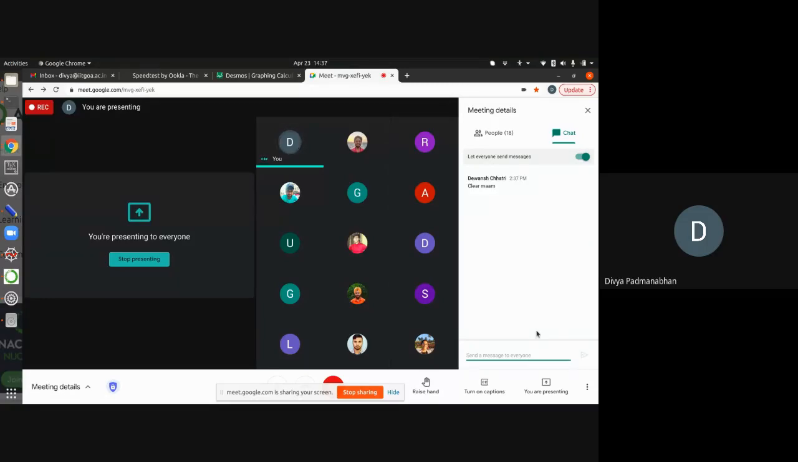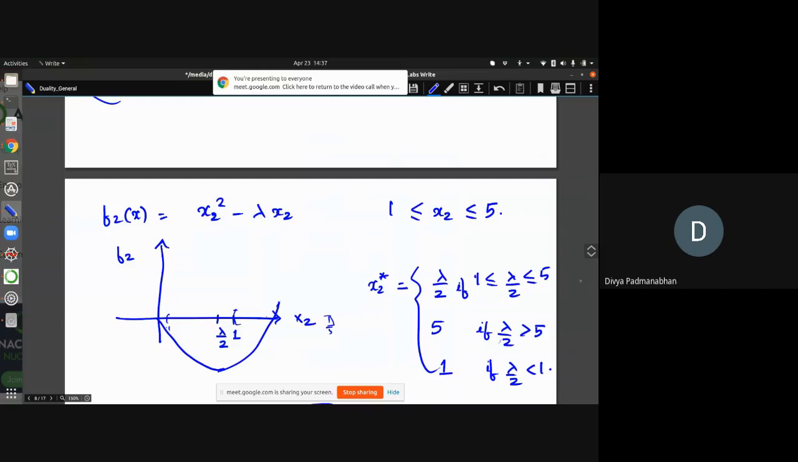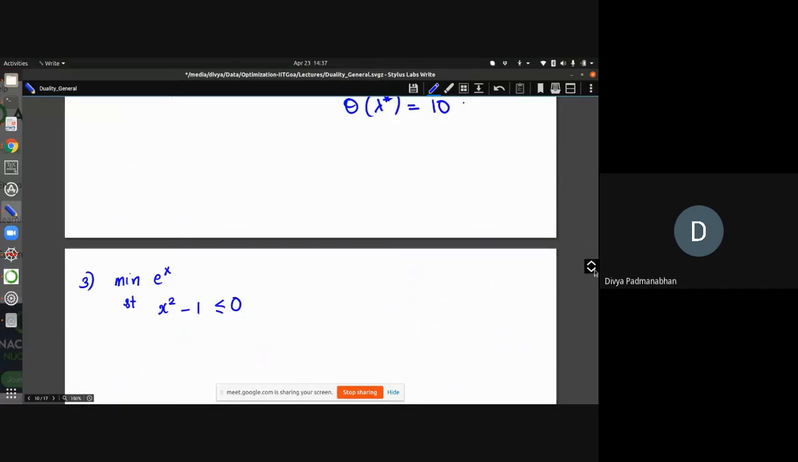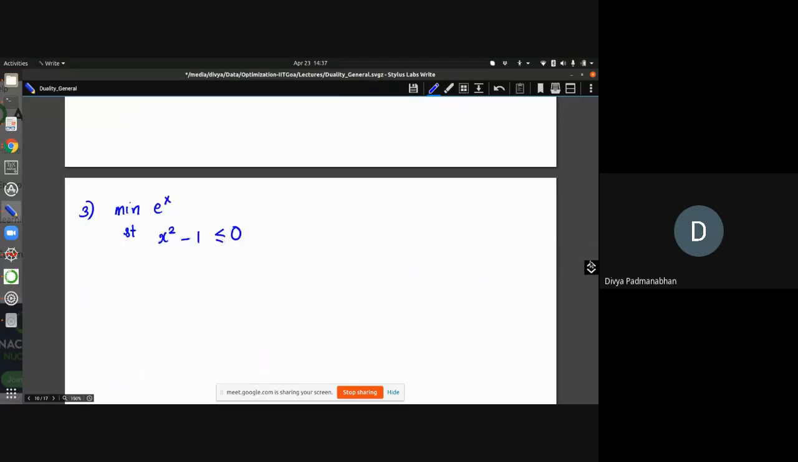Clear? Okay. All right. So, okay. Cool. So now this is one example. Now we'll just take this example of linear, maybe one more example, before I wanted to cover linear programs as well.